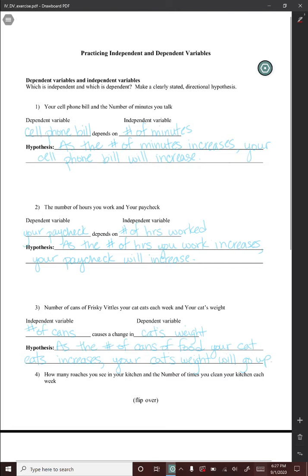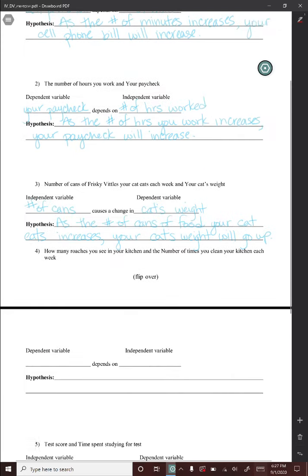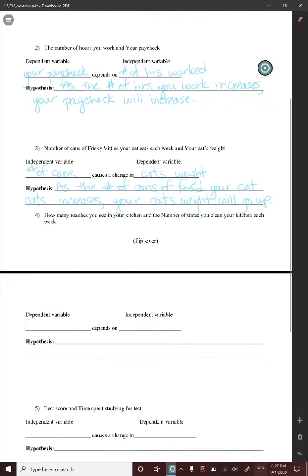Okay, number 4. Oh, looks like it's on that page. How many roaches you see in your kitchen and the number of times you clean your kitchen each week. I used to live in Georgia, and I really, really did not like cockroaches. Well, the dependent variable here is probably the number of roaches. And your independent variable is likely the number of times you clean your kitchen.